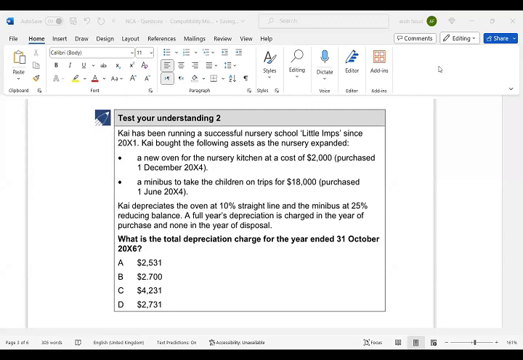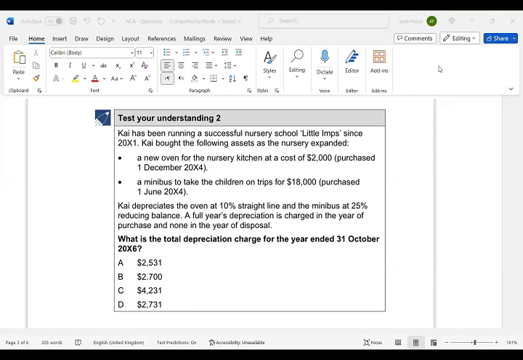Now, in this question, Kai has been running a successful nursery school, Little Im, since 2011. Kai bought the following assets as the nursery expanded. So there have been two assets bought by Kai. The first one is a new oven for the nursery kitchen at a cost of 2,000, which was purchased on 1st December 2014, and a minibus to take the children on trips for 18,000 that was purchased on 1st June 2014. Now, Kai depreciates the oven at 10% straight line.